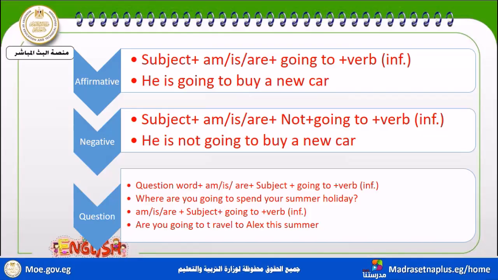In the negative, we add the word not. He is not going to buy a car. And in the question or the interrogative, you start with either a question word or verb to be. Where are you going to spend the summer holiday? Are you going to travel to Alex?